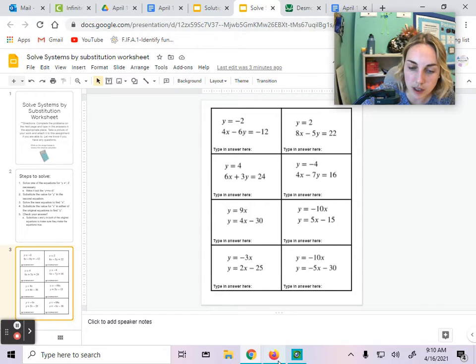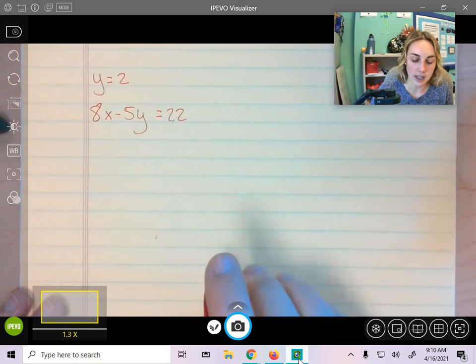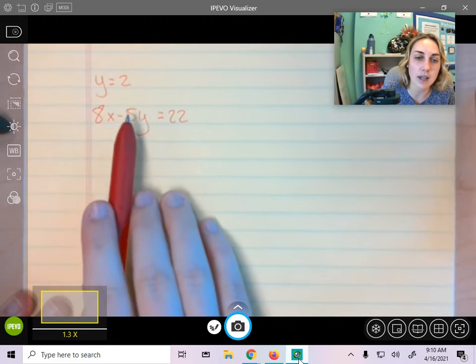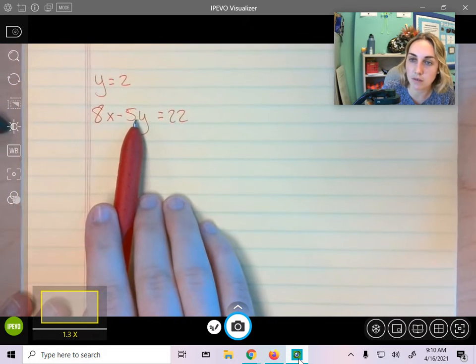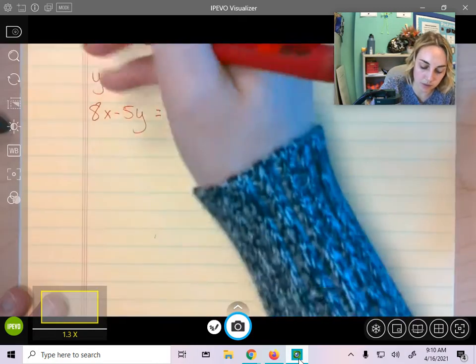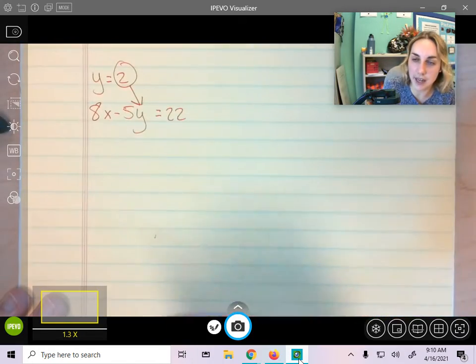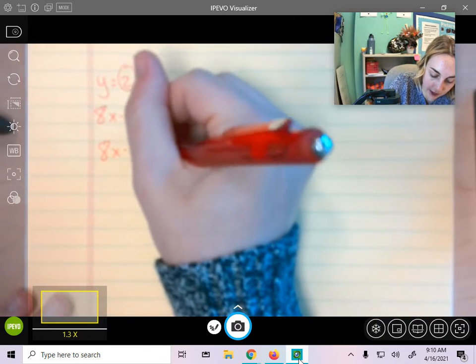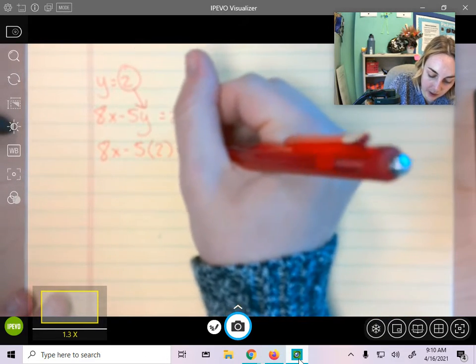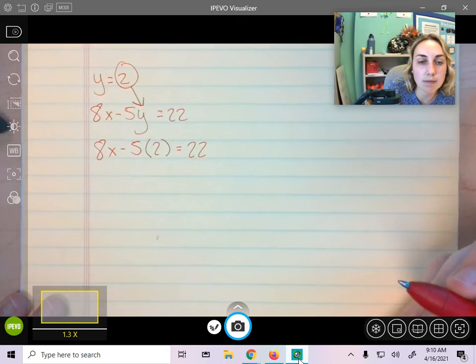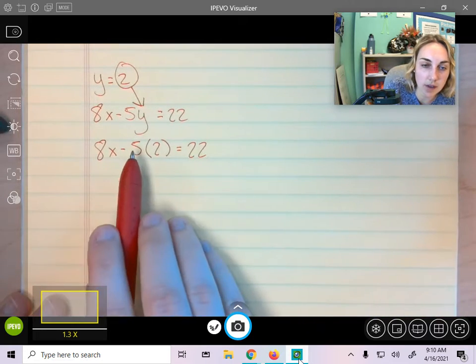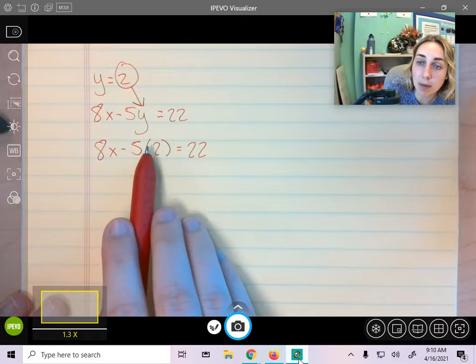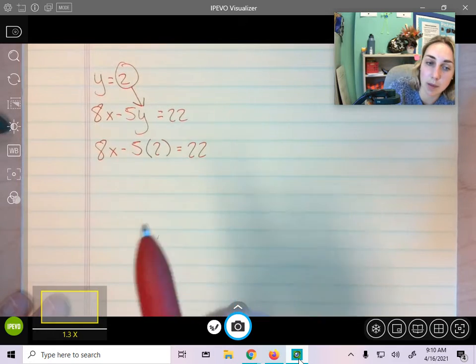Alright, so here's what we want to do. First step is we want to plug in our known y value into this problem in order to solve. So I'm going to substitute this 2 where y is, and then I can solve for x. So I'm going to write out this problem again, 8x minus 5, I'm going to substitute that 2 in there, and that's equal to 22. Awesome. So then I need to solve. First thing, if I can multiply, I need to do that first according to the order of operations.